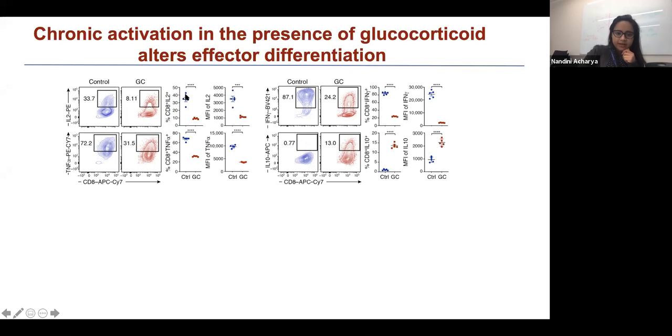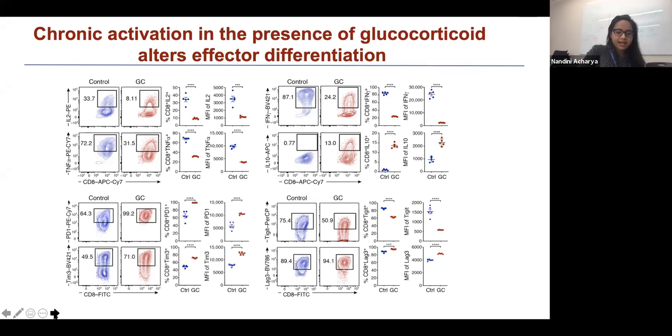And as you can see here, consistent with previously published literature, addition of glucocorticoid did have a profound decrease in the production of pro-inflammatory cytokines such as IL-2 and TNF, and also interferon gamma. But on the other hand, there was a huge increase in the production of the immune suppressive cytokine IL-10. So this data was interesting as it showed that glucocorticoid could indeed reduce the effector capacity of these cells.